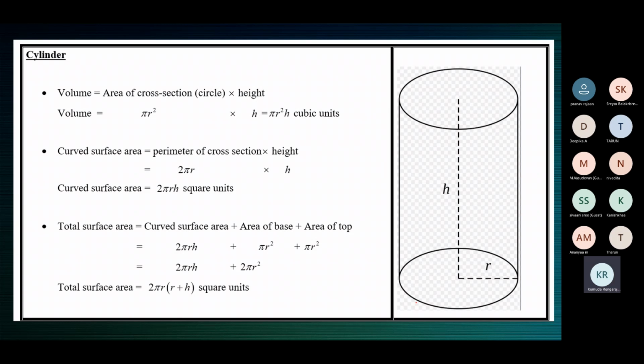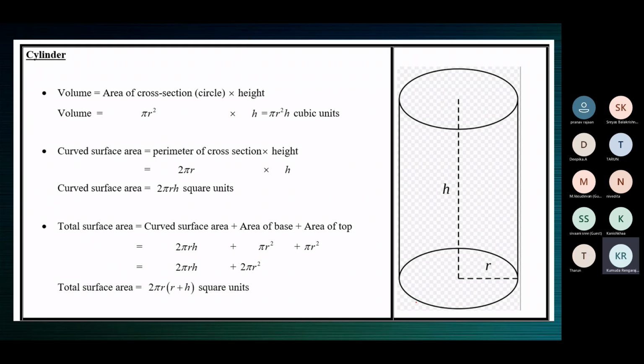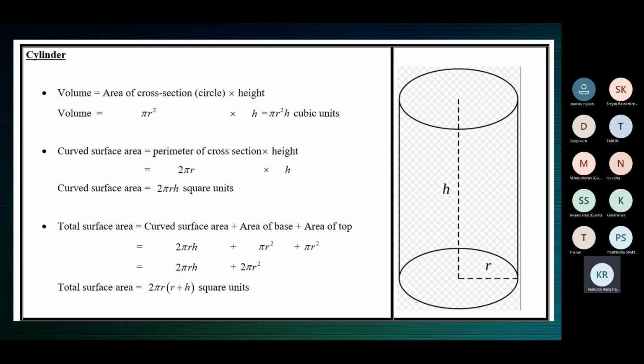Now there is a cone of the same radius and same height. It's not a cylinder, it's a cone. The volume of that cone will be 100 centimeter cubed. It will be 1/3 of 300, which is 100.